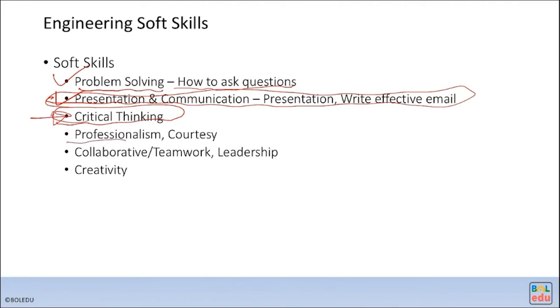Okay, the professionalism, courtesy, and collaborative teamwork. Actually, I taught this course last year, and I observed that all the students were working very hard. Okay, but one thing I observed is that they don't ask for help, and people don't offer help voluntarily.